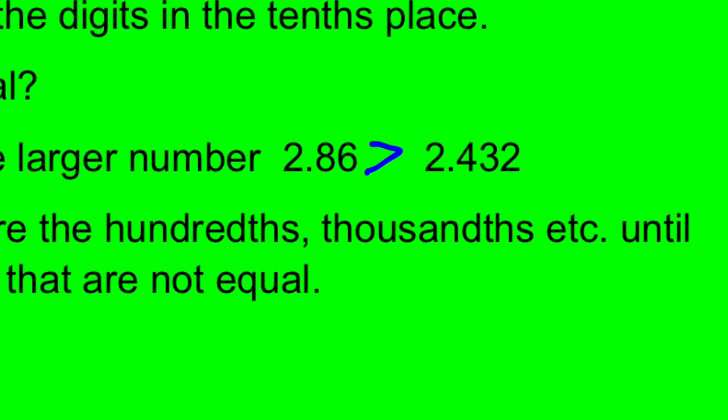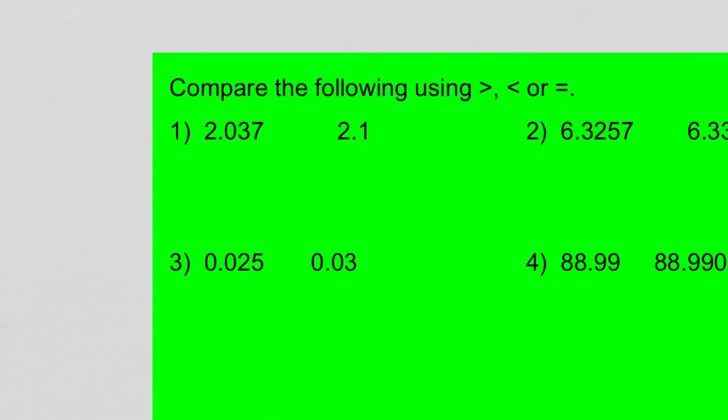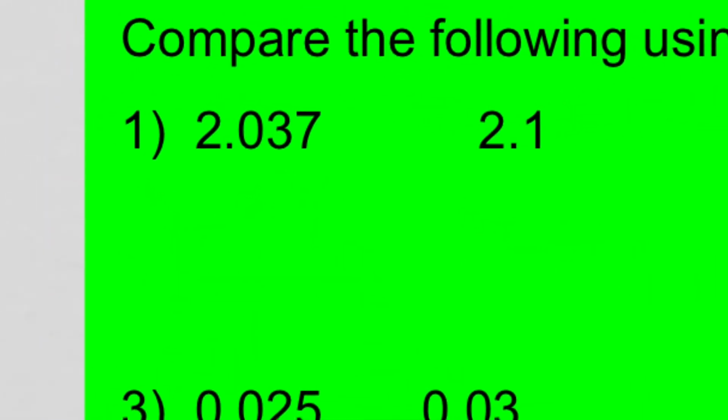Let's look at some of the examples we did. In number 1, we have 2 and 37 thousandths and 2 and 1 tenth. Well, you compare the whole numbers. They're the same. You compare the tenths, and they're different. We have 1 tenth and 0 tenths, which means the second number is larger. And we'd say that 2 and 37 thousandths is less than 2 and 1 tenth.